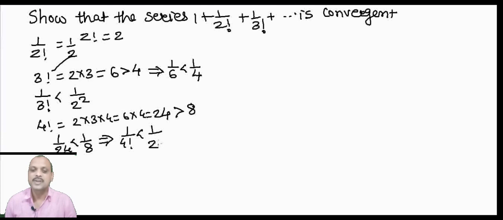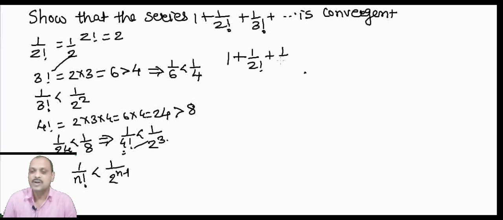Then you can see that whenever we have 3, this term is less than 1 divided by 2 square. Whenever we have 4, this is less than 1 divided by 2 raised to 3. So similarly, 1 divided by n factorial is less than 1 divided by 2 raised to n minus 1. Then here we have this series 1 plus 1 divided by 2 factorial plus 1 divided by 3 factorial plus 1 divided by 4 factorial plus.